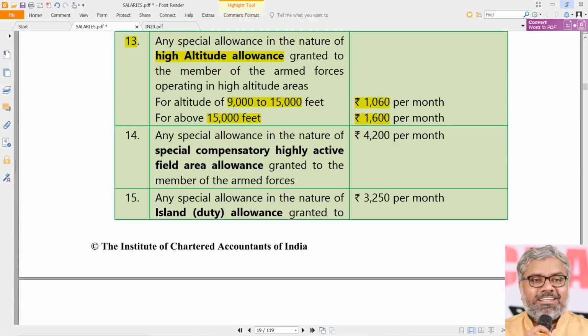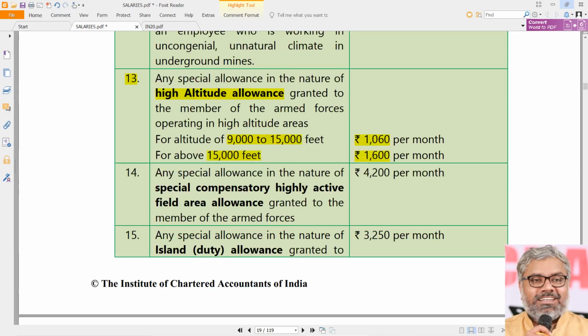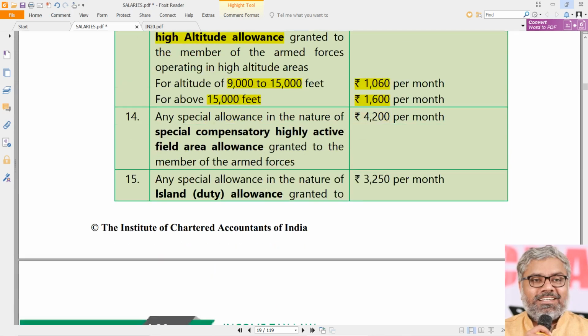And the next one also, I think, can be ignored. This is also the same, armed forces: special compensatory highly active field area allowance. The amount is 4,200 per month. So, generally not possible unless a statistic paper setter sets the paper. These things are generally not required to be remembered.